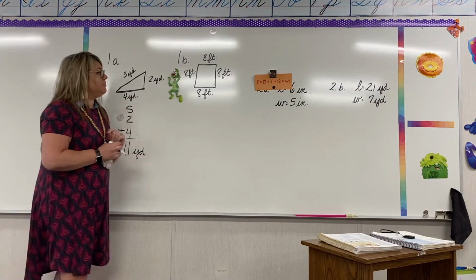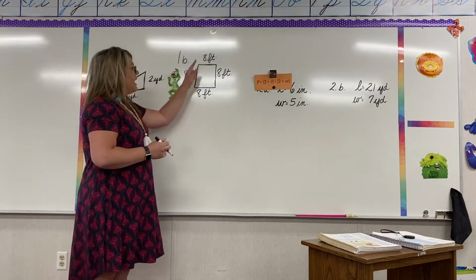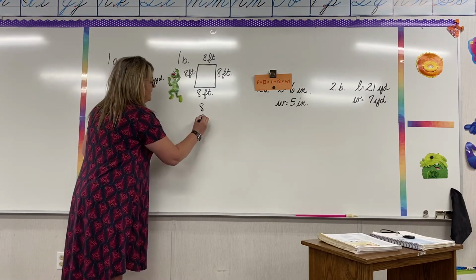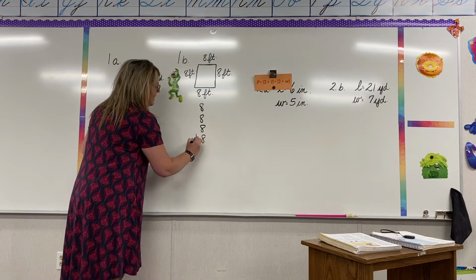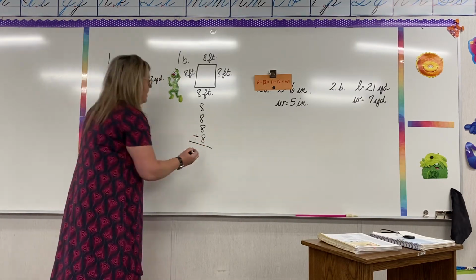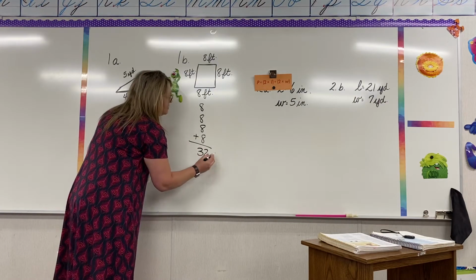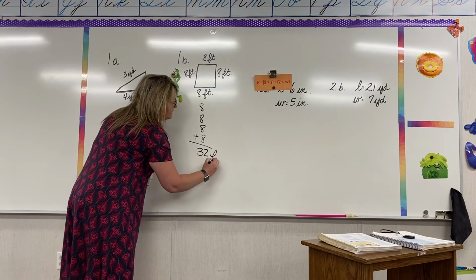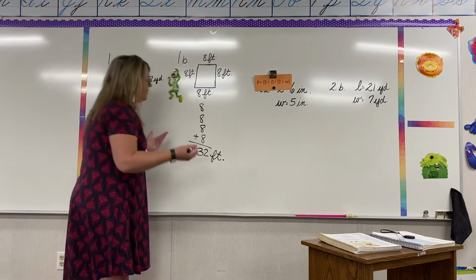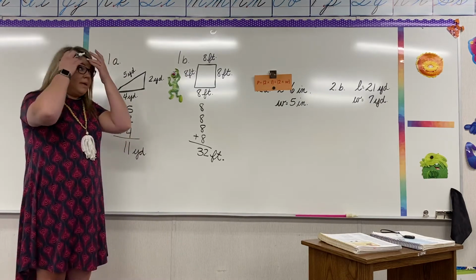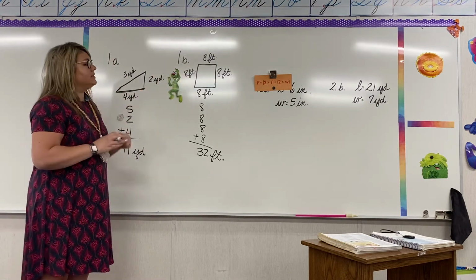Now, here's number 1B, the same thing here. We're just going to add up all of our sides. So it's going to be 8 plus 8 plus 8 plus 8. Now, a faster way to do this would have been 8 times 4, and we know that is 32. So the answer will be 32. Now don't forget to put your unit of measurement. So that would be 32 feet. And so this is the first way to find the perimeter, just adding up the distance around an object.